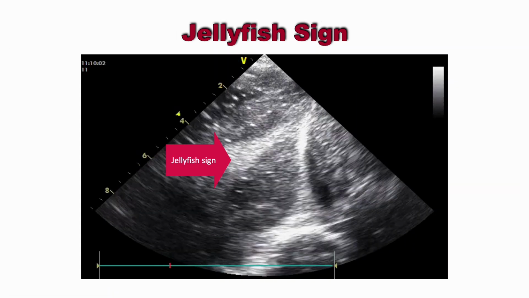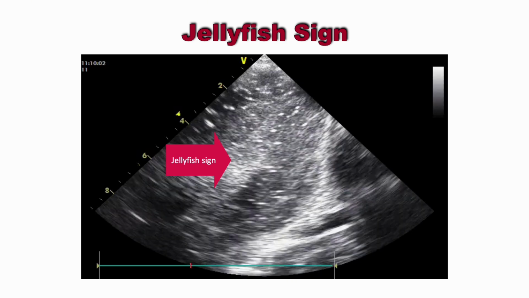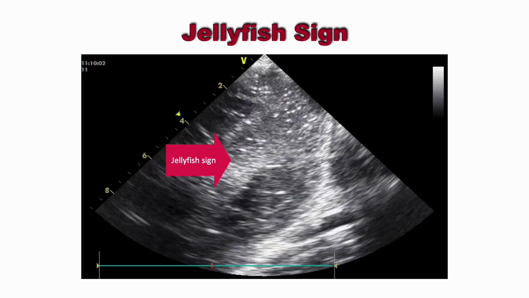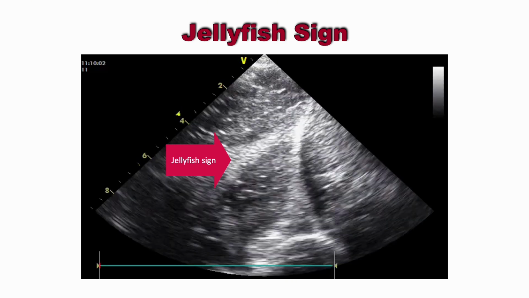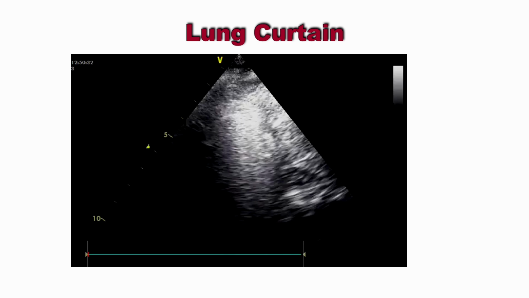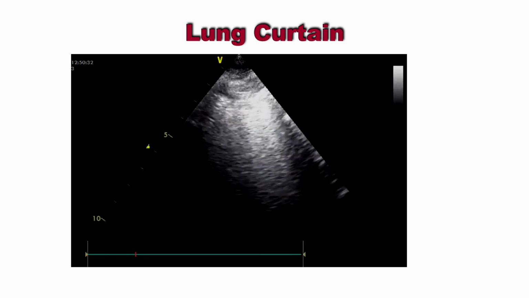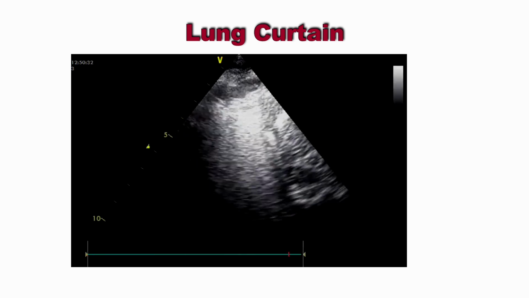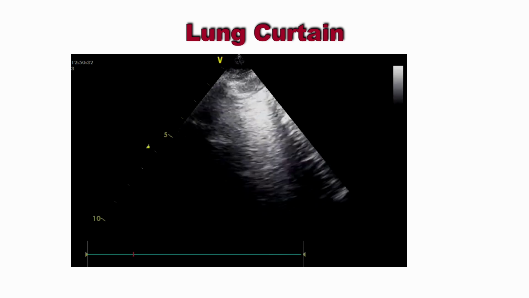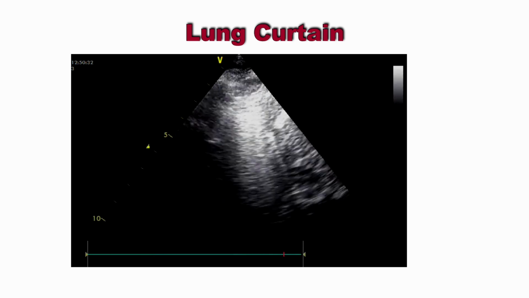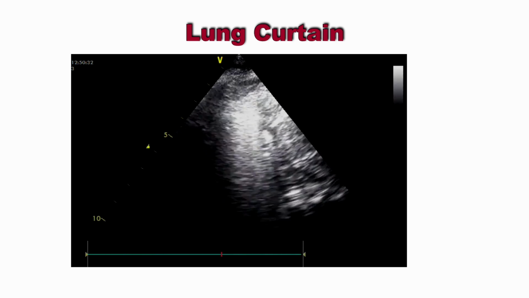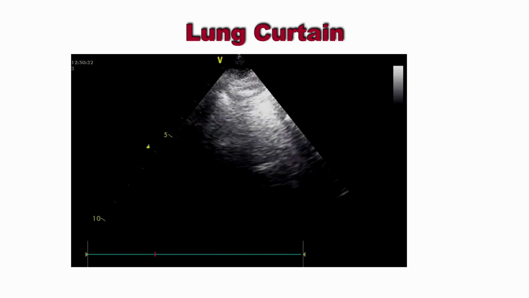The jellyfish sign occurs when a consolidated lung is seen floating in the pleural effusion. The lung curtain sign, a sonographic sign, its presence indicates the absence of pleural effusion. By asking the patient to take a deep breath, you can find the lung sweeping down across the screen.